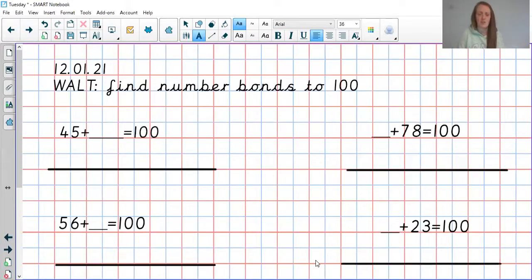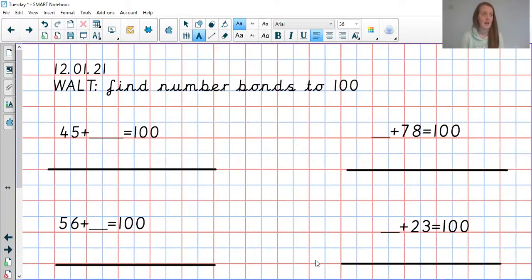So I'm just going to share the screen again here with you onto our smart book. Here we go. Back to where we were at the beginning. So I'm just going to switch the page here. So this time we're going to use a written method.